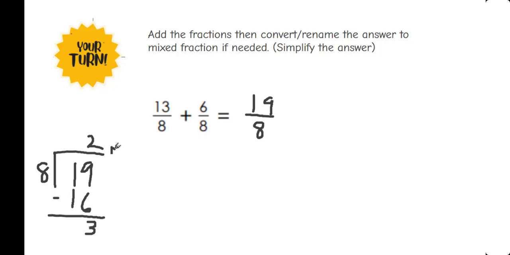And you can write your remainder like this, like you do in long division, but then when you come over here, you can say I have 2 wholes and 3/8. 3/8, that was the remainder. And basically, I can't simplify that anymore. That's as simple as it gets, 2 and 3/8.